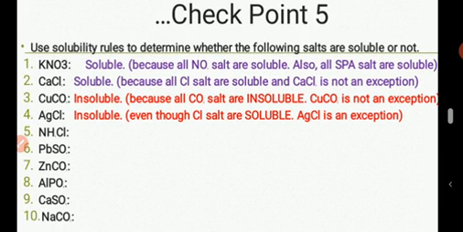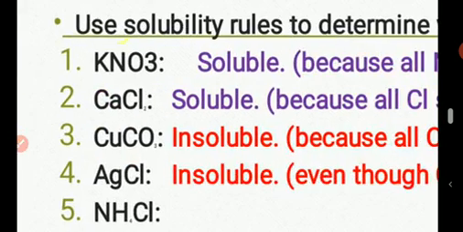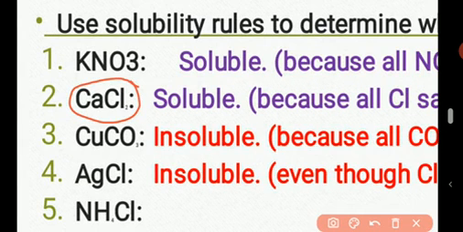Now let's see number 2. Number 2 is calcium chloride. If you want to check if it's soluble or not, you go under chloride. Under chloride, you see that all chloride salts are soluble, with the exception of lead(II) chloride and silver chloride.